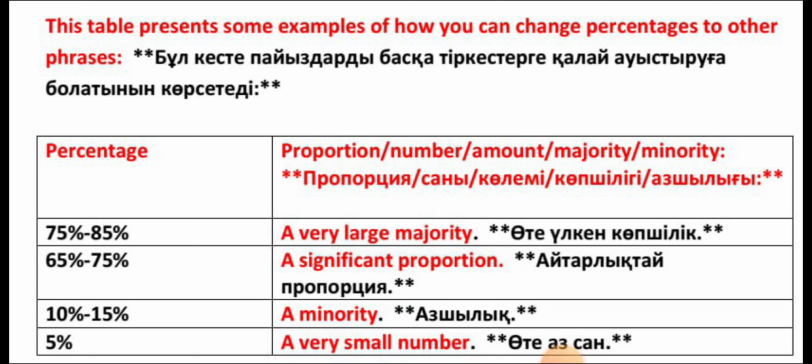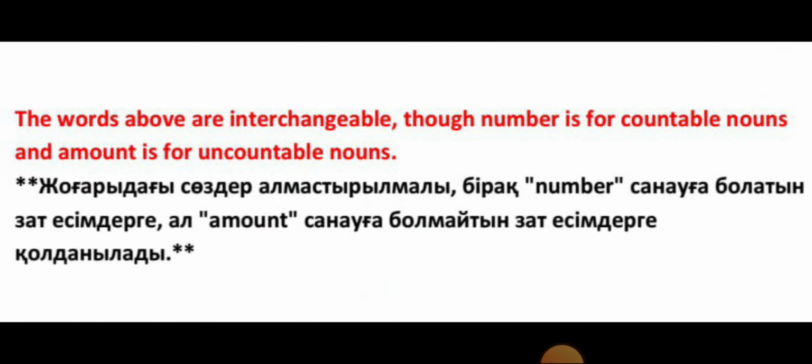Proportion, number, amount, majority, minority. A very large majority. A significant proportion. A very small number. The words above are interchangeable, though number is for countable nouns and amount is for uncountable nouns.